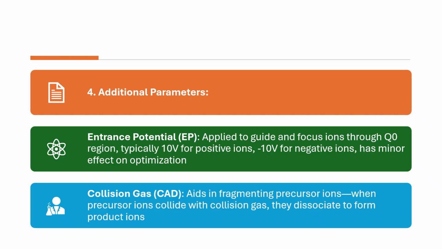Now the additional parameters that are used for compound optimization are entrance potential and collision gas. So entrance potential is applied to guide and focus ions through the Q0 region, typically 10 volt for positive ions and minus 10 volt for negative ions. It has minor effect on optimization. So collision gas, that is CAD, aids in fragmenting precursor ions. When precursor ions collide with collision gas, they dissociate to form product ions.